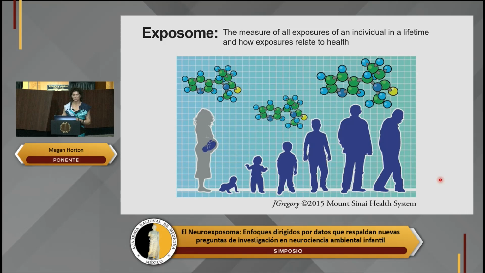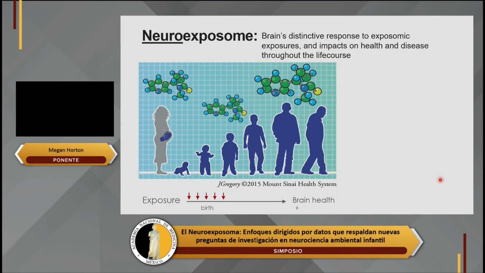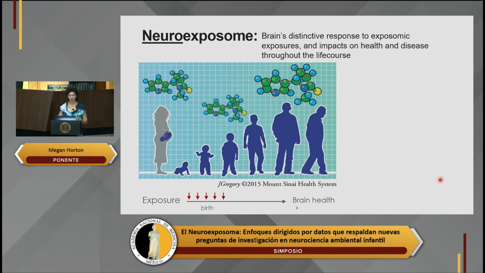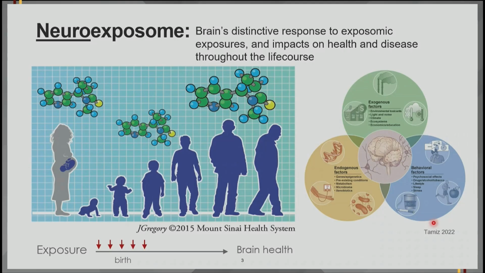As already described, the exposome, in brief, is the measure of all exposures of an individual in their lifetime and how these exposures relate to health. And as I mentioned, I'm particularly interested in the neuroexposome. This is the brain's distinctive response to exposomic exposures and the impacts on health and disease of the brain throughout the life course. This is a concept that was introduced by Tamez in this paper in 2022 to focus specifically on how these exposures in our life course impact the brain.